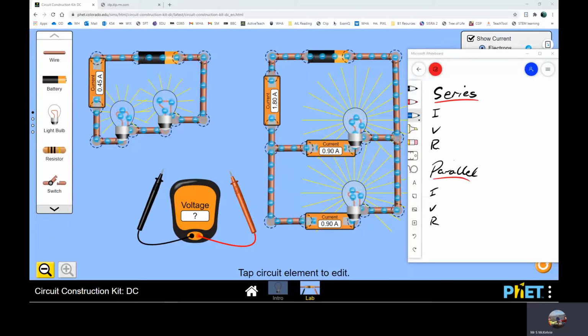Okay, so in front of us we have two circuits. On the left we have a series circuit, which I'll be making notes on here in this whiteboard, and on the right we have a parallel circuit. And I just want to talk you through what each of these things mean.